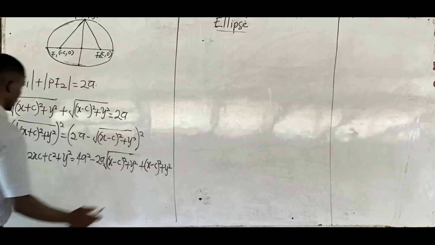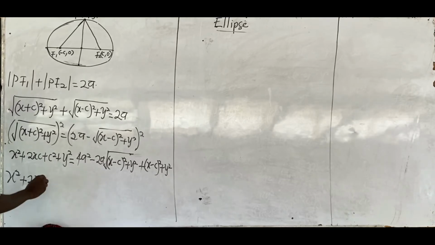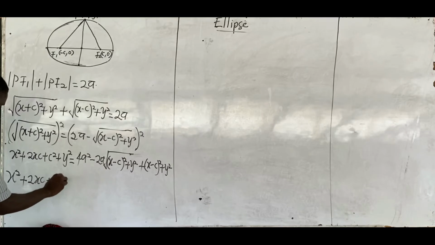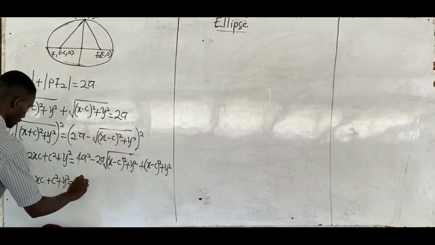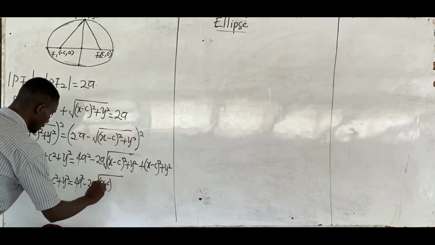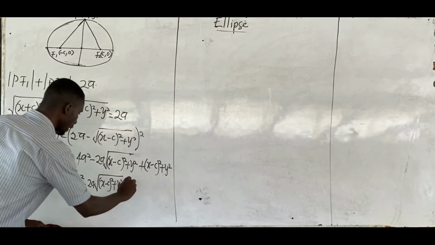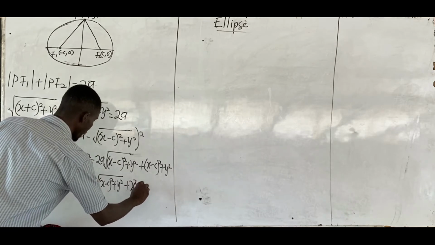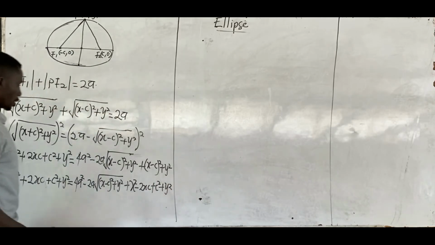Now I will expand this one. For the meantime, this is equal to. So that I will get x squared plus 2xc plus c squared plus y squared is equal to 4a squared minus 2a root of x minus c all squared plus y squared, plus expanding this one, you get x squared minus 2xc plus c squared plus y squared. Good.